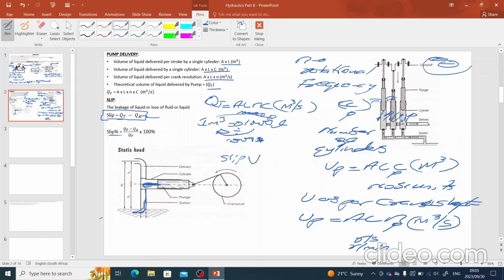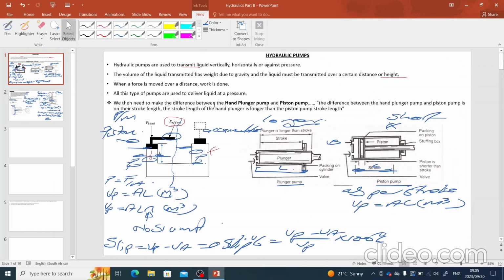Then the cylinder will come in. Then this valve will close. As it comes in, this one will be opened at a certain pressure. As it opens, the oil or fuel will be delivered to various components on your machine. Now the whole system here is called the static head.